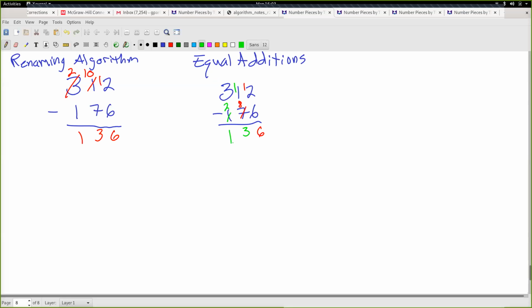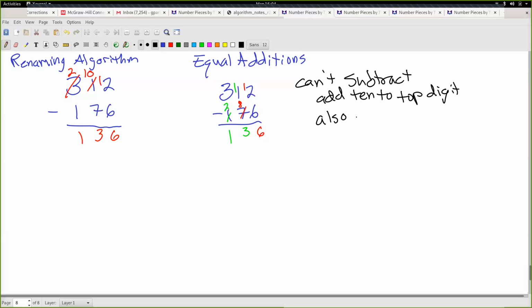Equal additions. So what happens here, I'll just make a note about if you didn't catch on to what was going on there. If you can't subtract, which happens sometimes, because you don't have enough in the bottom or the top, we make the top number a 10. We add 10 to the top digit. To compensate for that, we also add a 1 to the bottom digit in the next column.